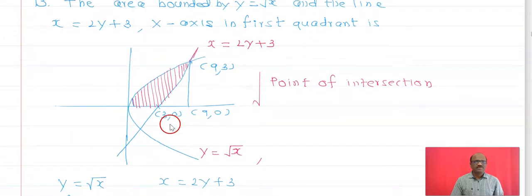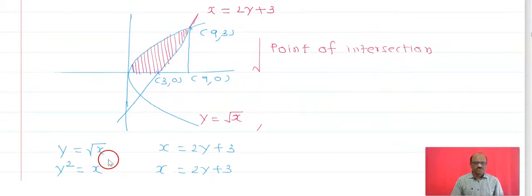Now see this figure: x is equal to 2y plus 3. We'll find the point of intersection of y is equal to root x and the line x is equal to 2y plus 3. The point of intersection is (9, 3), and here is (0, 3) and 0. Now see this: y is equal to root x, x is equal to 2y plus 3.